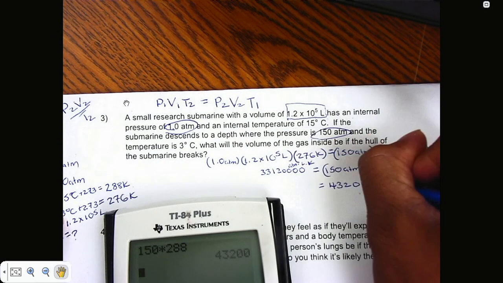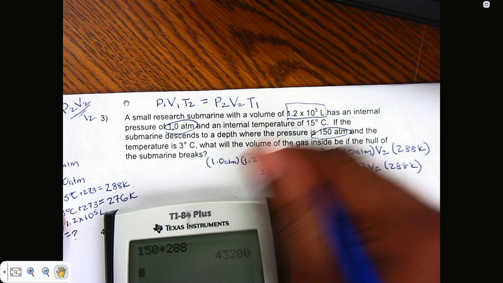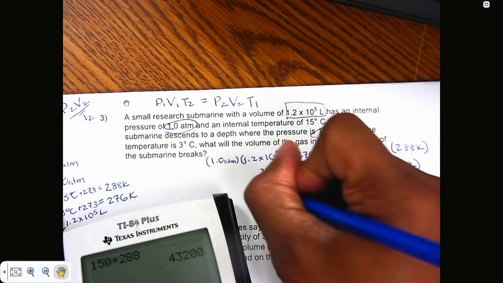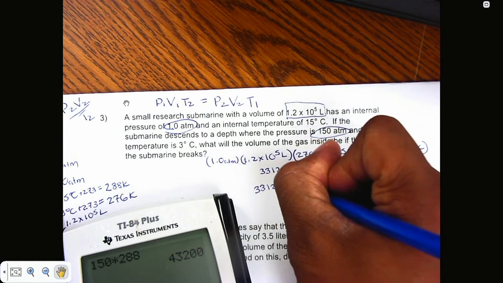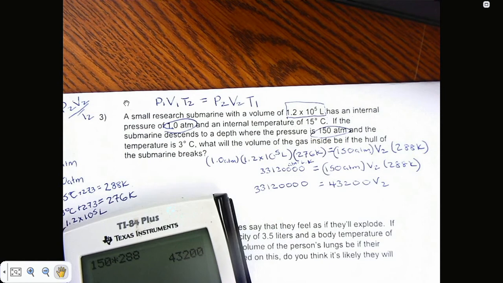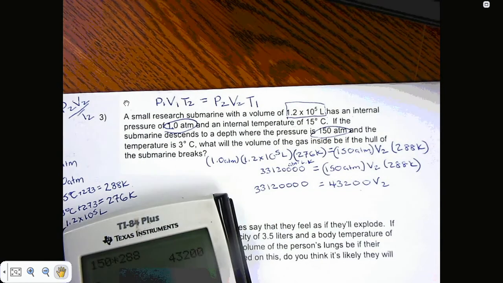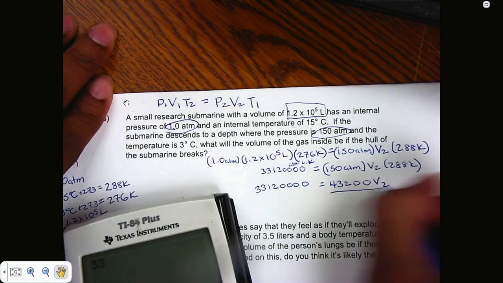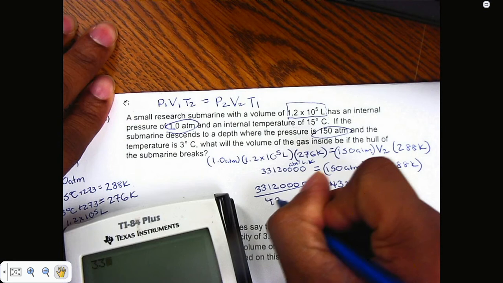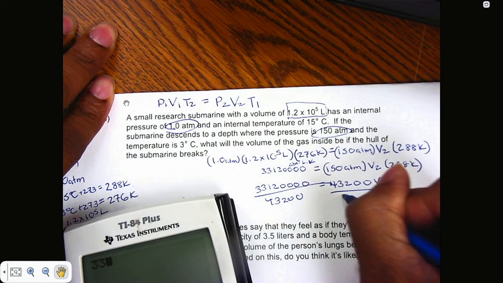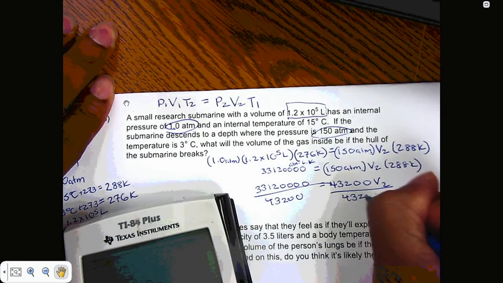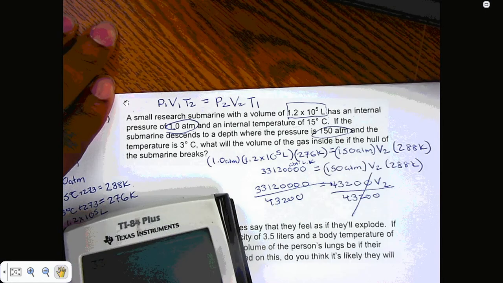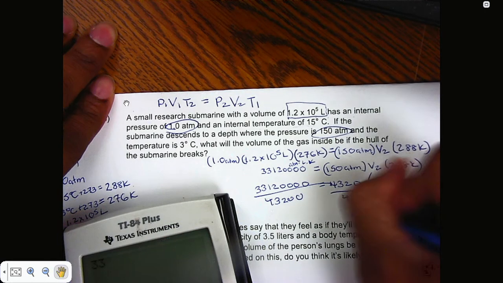Now, you can round. There's no harm in rounding in this case, as long as you round to the correct number of significant figures. In each case, I believe for the left side, it would have been 2 significant figures. On the right-hand side, it would have been 3 significant figures. So I'm going to next divide both sides by this much larger number. And that will give me my value of V2 in liters.